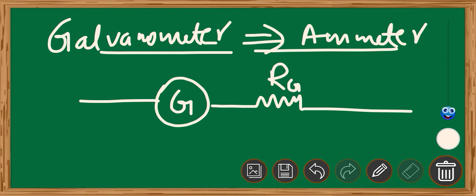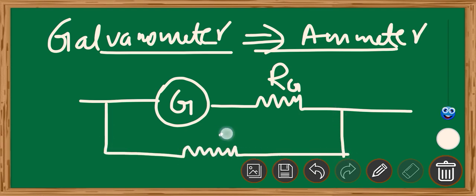Then just connect a resistance, we call it shunt resistance, having very small resistance compared to that of Rg, the galvanometer resistance. Then if current enters the circuit, most of the current will pass through this, and only a very small portion of the current will pass through the galvanometer. By connecting a small shunt resistance parallel to the galvanometer resistance, we get an ammeter. This is how we can convert a galvanometer into an ammeter.